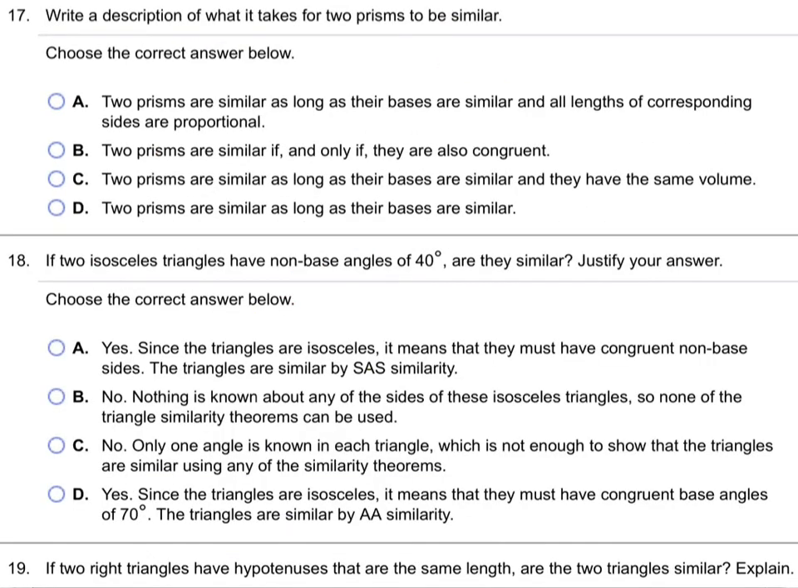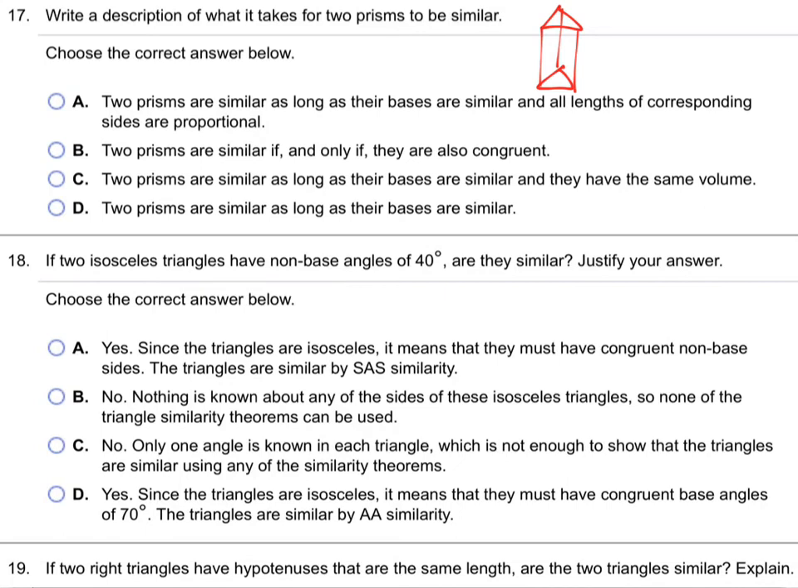All right, number 17. Write a description of what it takes for two prisms to be similar. So remember what prisms are? They have two faces that are the same. Like maybe the top is a triangle. Or here, let me draw it this way. The top and the bottom are triangles, for example. Right? That's a triangular prism. So prisms have the top and the bottom being the exact same shape and then straight sides in between.